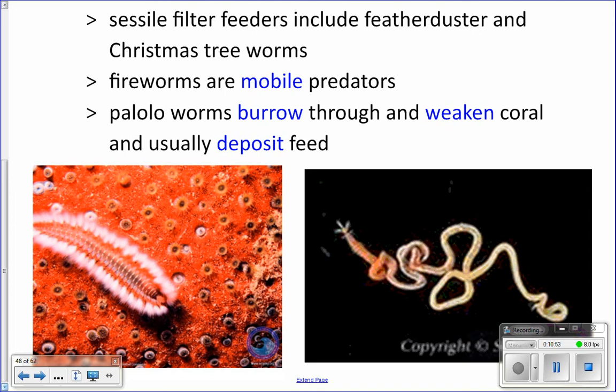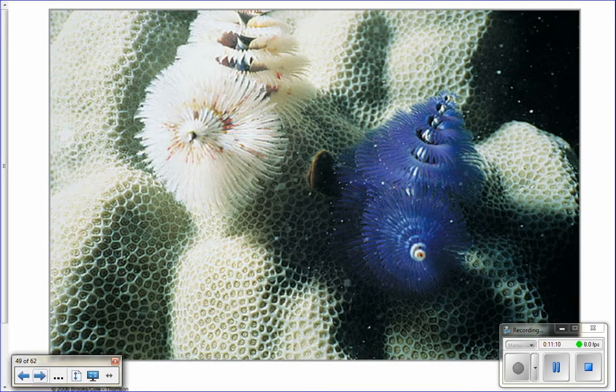And then pololo worms on the right. Okay, those are going to be involved in the bioerosion phase of the reef. They're actually going to burrow into the bases of coral and stuff like that. So lots of different kinds. They're also deposit feeders. Different kinds of worms and cnidarians and stuff. Christmas tree worms, because they're cool.